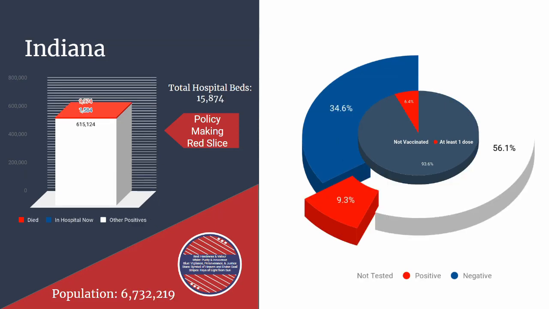Indiana, they vaccinated 6.4% with the negative test results at 34.6%. Their positive test is at 9.3%. They've had 9,900 people die, 1,500 people are hospitalized right now with 15,000 beds.